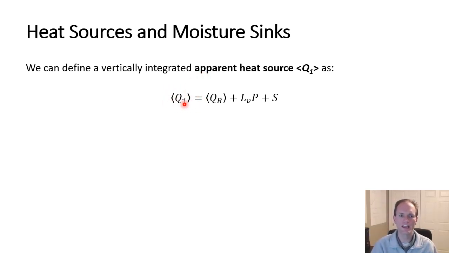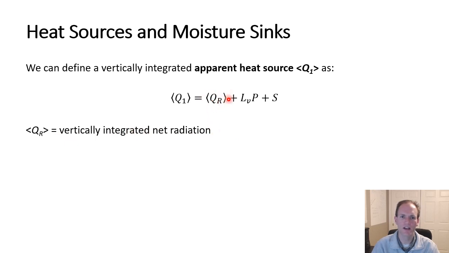So this apparent heat source, which is a very close proxy for the total diabatic heating vertically integrated within the column, has three components on its right-hand side. The first one is our vertically integrated net radiation. So these brackets here are indicating vertically integrated through the troposphere and above. And this is our radiation, the balance between what is absorbed and what is emitted to space.